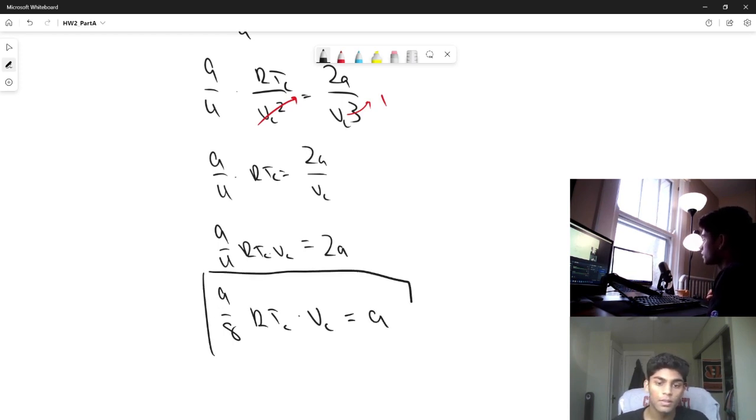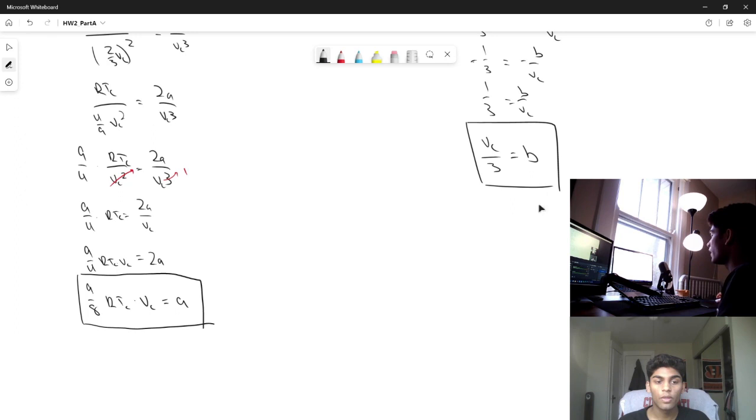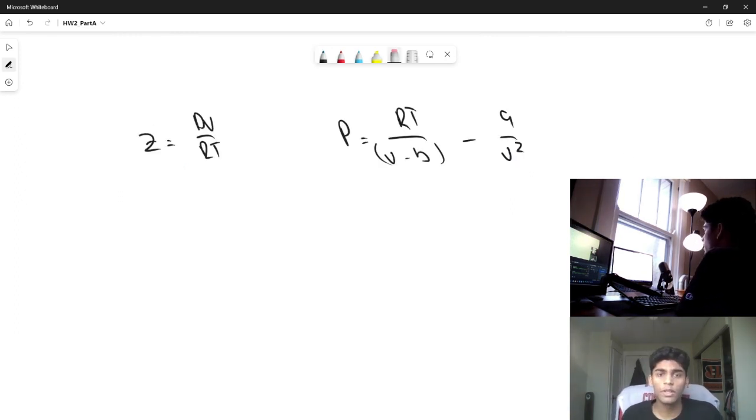And that ends off with us deriving both A and B for the van der Waals equation. So now that we've found the A and B coefficients, we can go ahead and find the compressibility factor. The compressibility factor is this Z over here, which is equal to PV over RT.